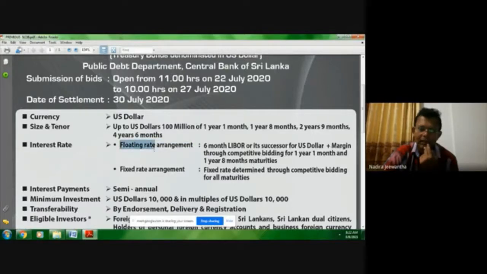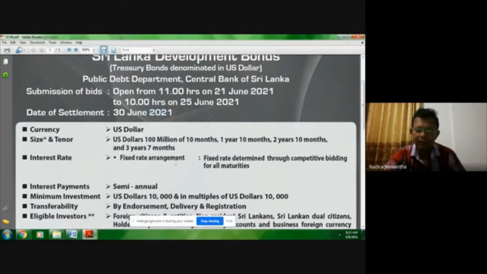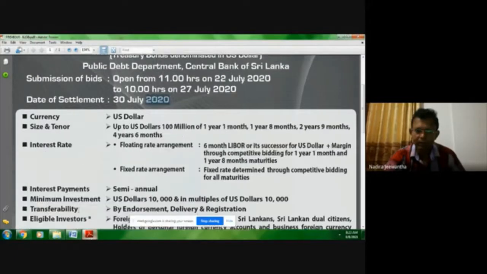But SLDB, you have in 2020 a floating rate as well. Now tell me why the government has decided not to issue a floating rate now. This is the previous one, 2020. In 2021, they don't have floating. Why? Same thing we discussed. You as the issuer don't want to issue variable. Why don't you want to issue floating, you as issuer?